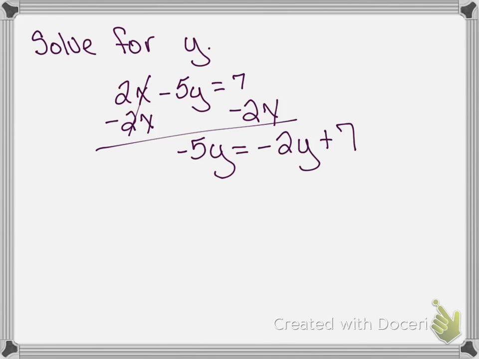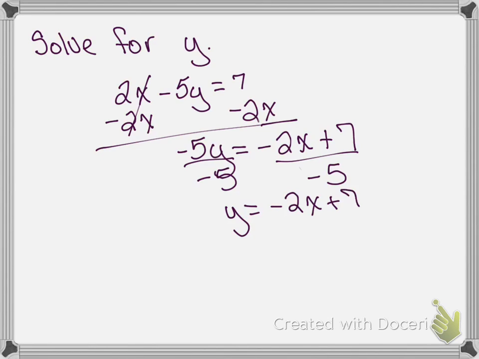Okay? Now, what did I do? I changed my x to a y. How's that? Is that better? So we've got negative 5y equals negative 2x plus 7. What am I dividing by? Negative 5. Now, you are technically correct if you write it like that.